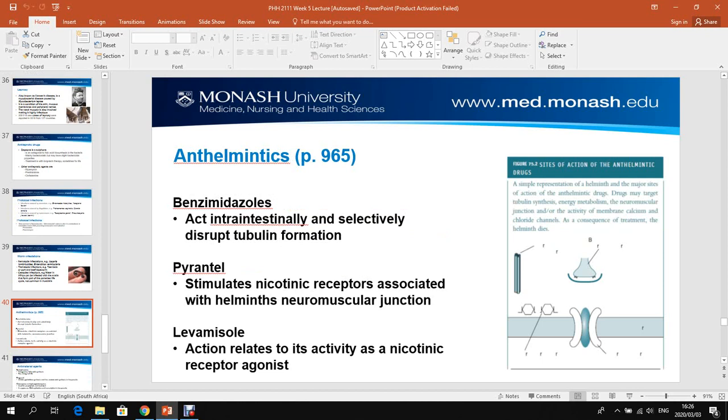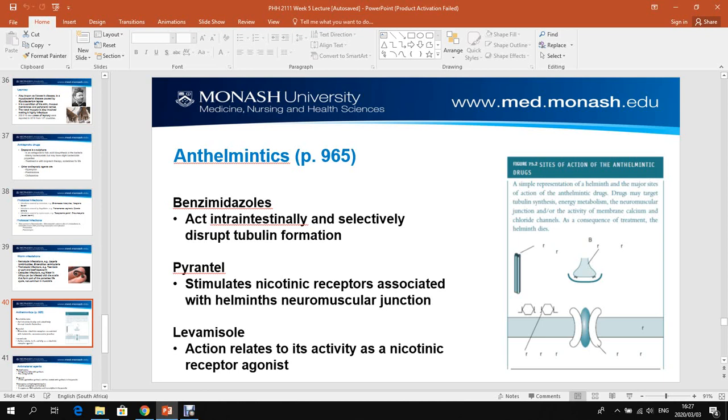Anthelmintics. Anthelmintics, basically these are drugs that are able to control certain parasites. For example, benzimidazoles. Benzimidazoles act intraintestinally and selectively disrupt tubulin formation. Tubulins are structural proteins in cells that help to form the shape of the cell. Also, they are important for the mitosis process. So these drugs target and disrupt those tubulins, and the cell loses the mitotic process and cannot multiply.